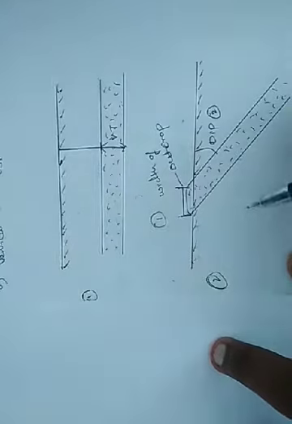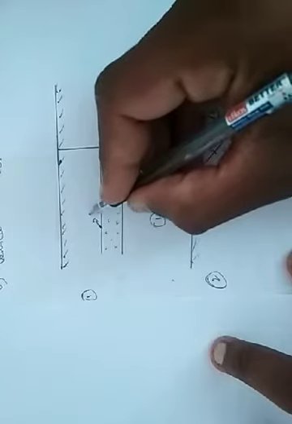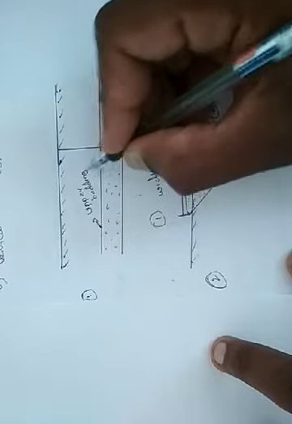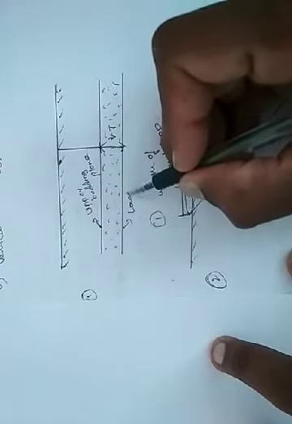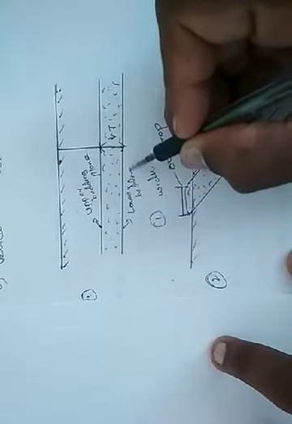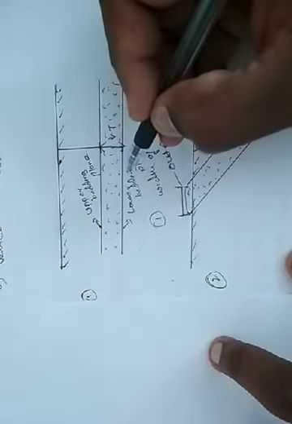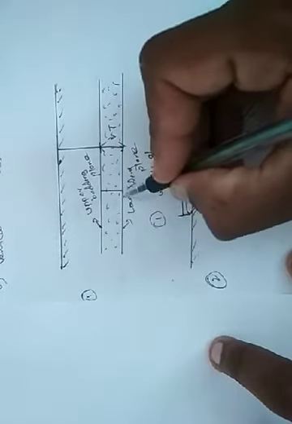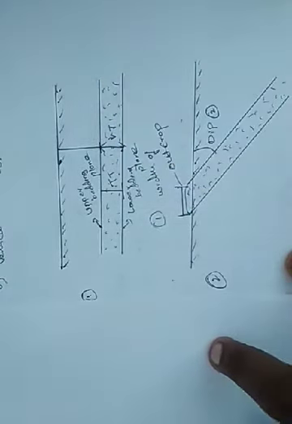So what are bedding planes? If we consider this as a bed, the upper part of the bed is called the upper bedding plane, and the lower part of the bed is called the lower bedding plane. With the help of these two bedding planes, we determine the true thickness. When we measure perpendicular to these bedding planes, that gives us the true thickness, the exact thickness of the rock bed.